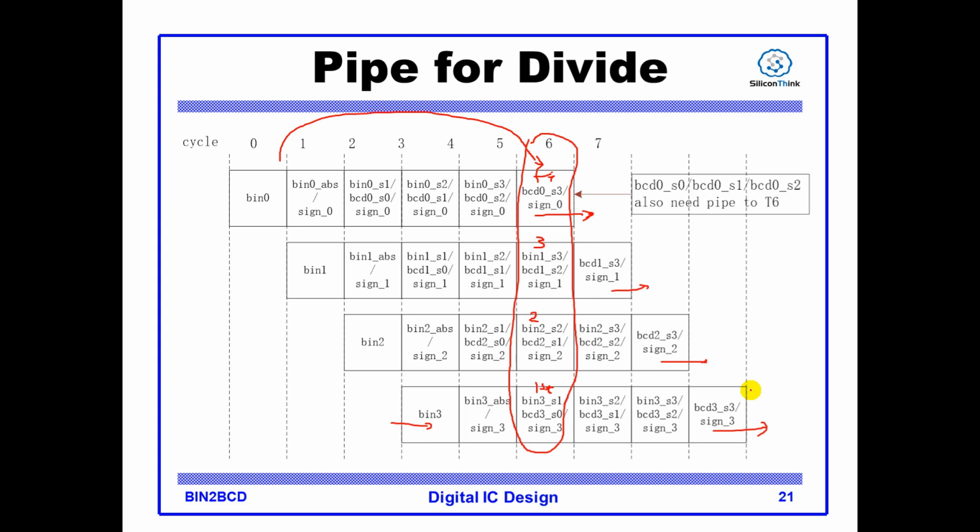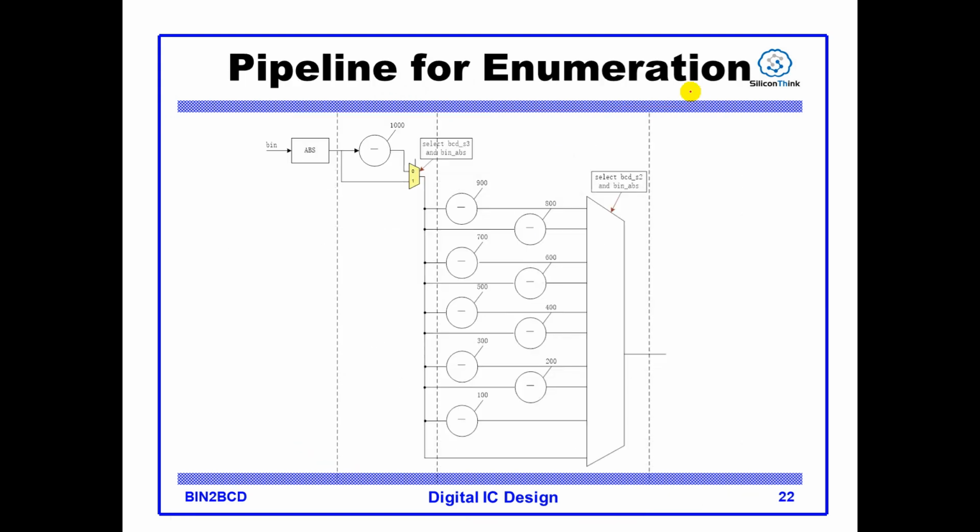Okay. Can you define the pipe stage for the enumeration algorithm? You can pause the video and draw a picture like that to define the pipe stage for the enumeration algorithm. I will go on. Okay, the first stage is the same. We calculate the absolute value and add a register here.